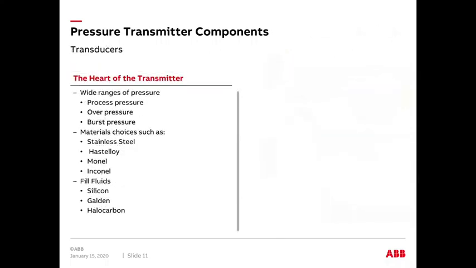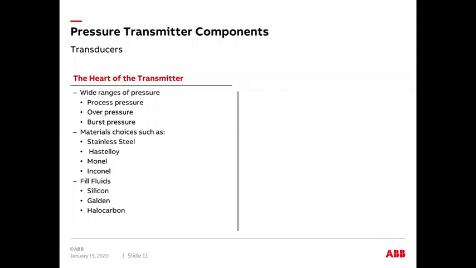Another thing to talk about in this heart of the transmitter is the transducer itself. So there's a wide range of pressures, and when you look at a specification sheet or what you want to choose for your transmitter, you can have process pressure, which is typically what you're talking about, but you also may need to pay attention to the overpressure, where you can overpressure it. You won't be getting the reading, but you won't damage the sensor. It'll come back down and still be operational. And there's a burst pressure, which for safety wise, you need to know to make sure there's not going to be any kind of a break and leaking of the process.